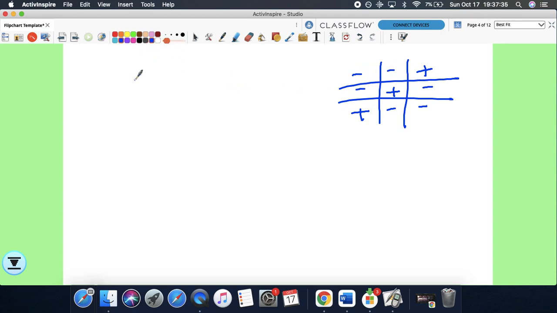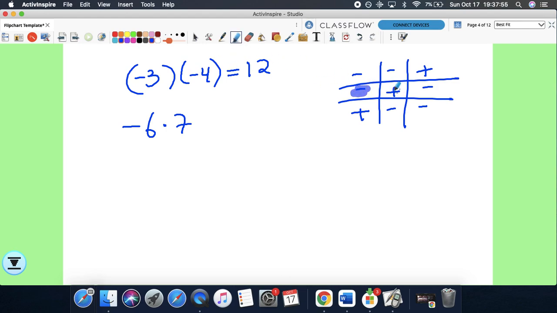Negative 3 times negative 4. It's a negative times a negative, so a negative times a negative is a positive, and 3 times 4 is 12. Negative 6 times 7: we have a negative times a positive, which is a negative. And we can write that it's negative 42.